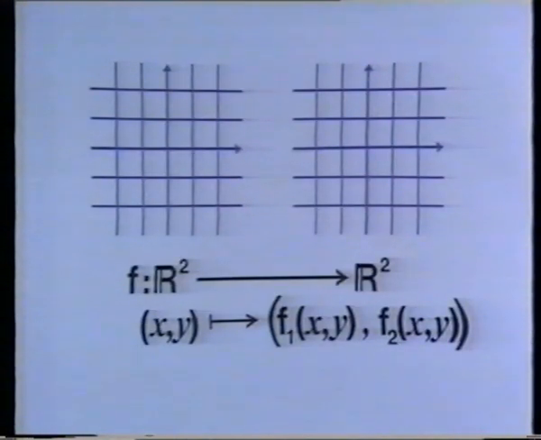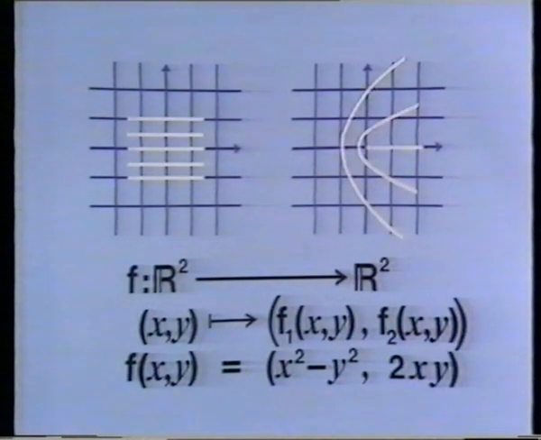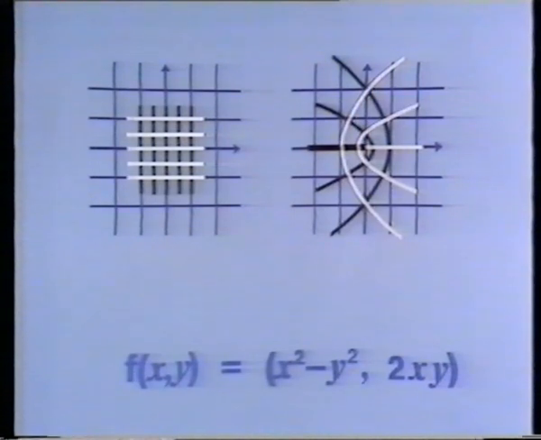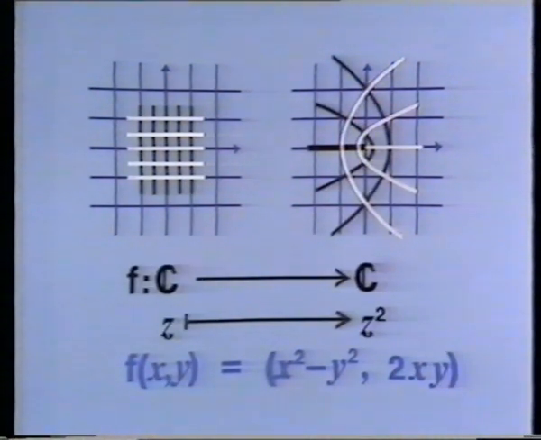For example, suppose f1 of (x, y) is x squared minus y squared, and f2 of (x, y) is 2x times y. It turns out that vertical and horizontal lines both map to parabolas. You'll read more about this function in the text, where you'll see it actually represents a function from the complex numbers to themselves. It maps z to z squared.